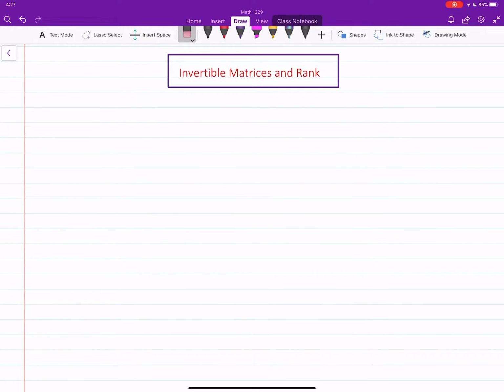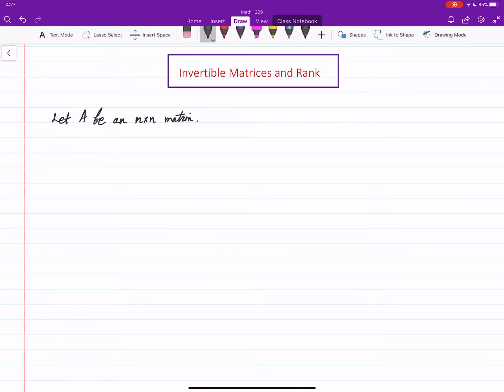Hi, in this video we will see that invertibility of matrices can be formulated in terms of their rank. Let us start with the matrix. So let A be a square matrix, or an n by n matrix. Well, then A is invertible.